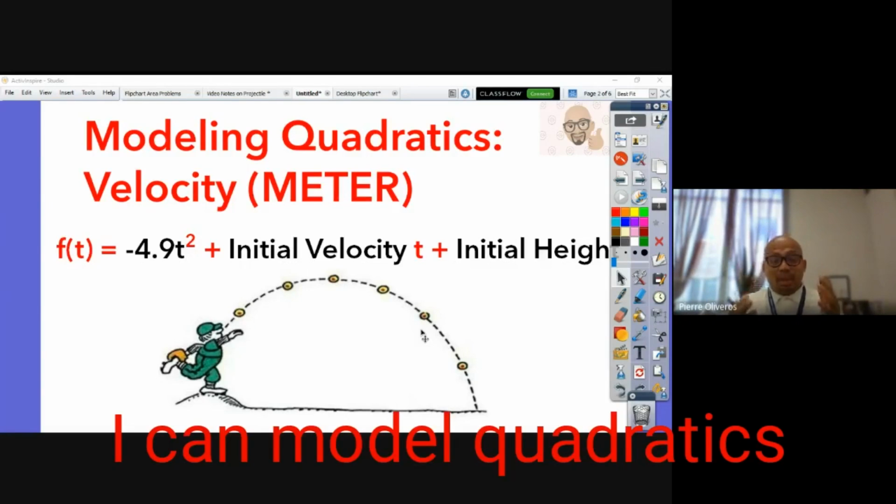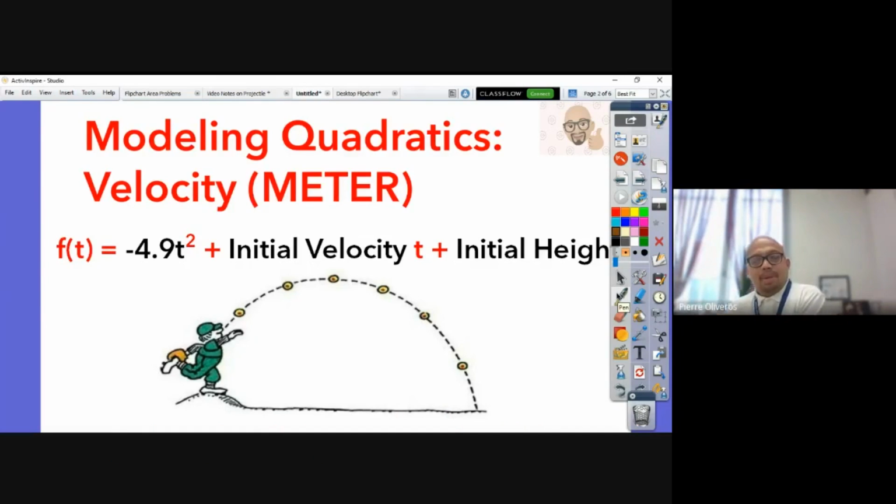Today we're going to learn about modeling quadratics. This time is velocity in terms of meters. In this case here, we're going to have a different equation because it's in terms of meters. It's adjusted to the terms of meters, which is negative 4.9 t squared. And the same thing with the initial velocity and the initial height.